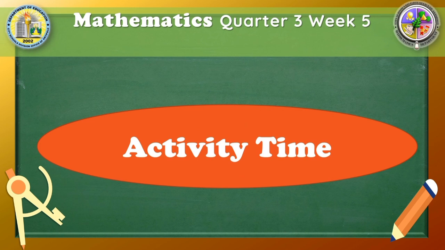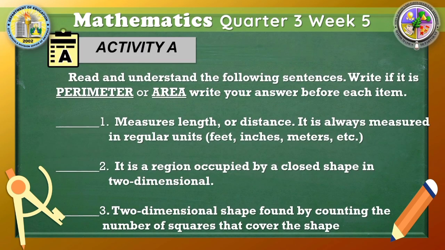Activity time! Now, it's time to test yourself. Let's try to answer Activity A. Read and understand the following sentences. Write if it is perimeter or area. Write your answer before each item.